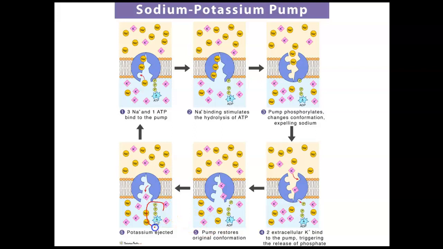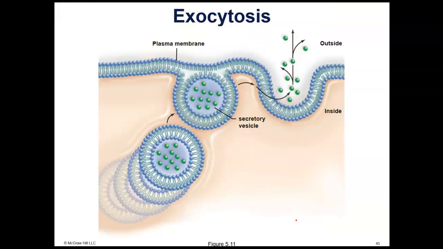This is your ATP molecule. So we're seeing 3 sodium ions being moved out against their concentration gradient toward their higher concentration, and 2 potassium ions are being moved in, again, against their concentration gradient toward their higher concentration.